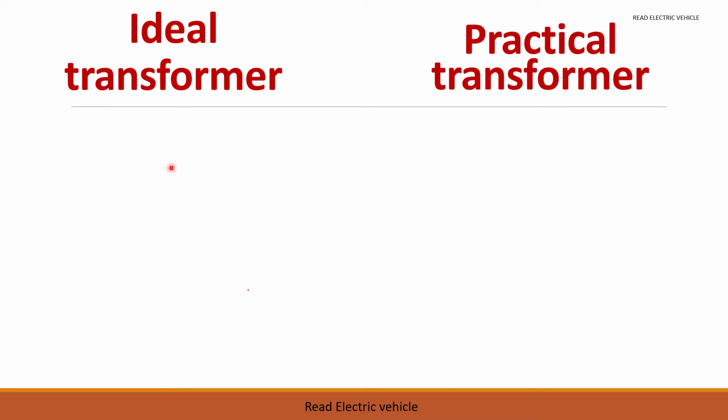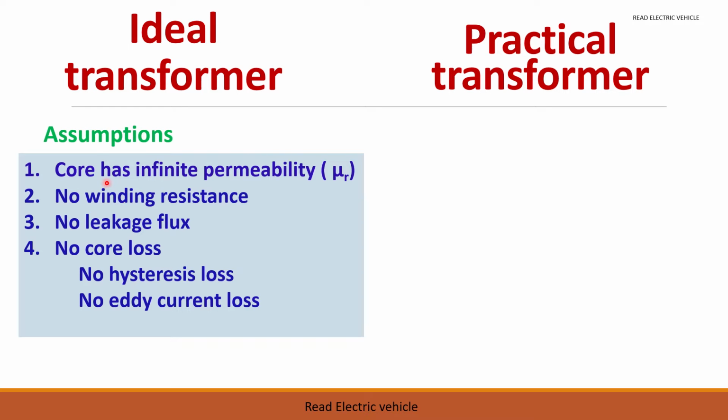In the previous video, we have assumed that for an ideal transformer, the core has infinite permeability or a high constant permeability. There is no winding resistance, no leakage flux, and no core loss. But ideal transformer doesn't exist in the world. So in the practical transformer, we have to consider all these factors.